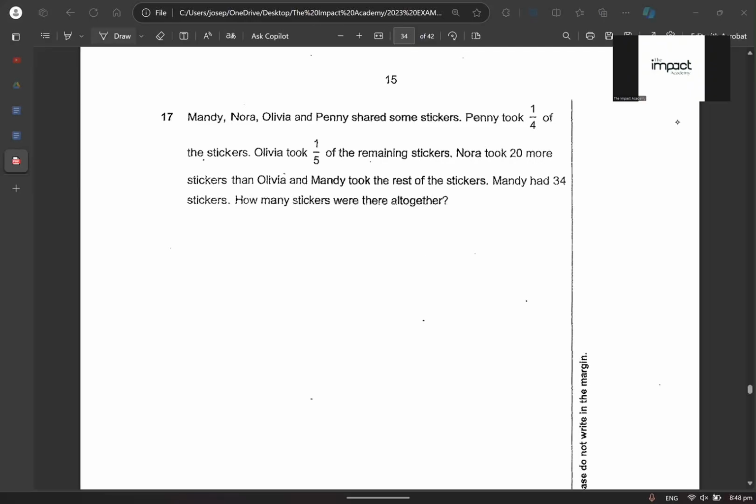Well, finally, the last question. Tell me the topic for this question, question number 17. All right, the topic for this question, as you can see over here, this is definitely under fractions.